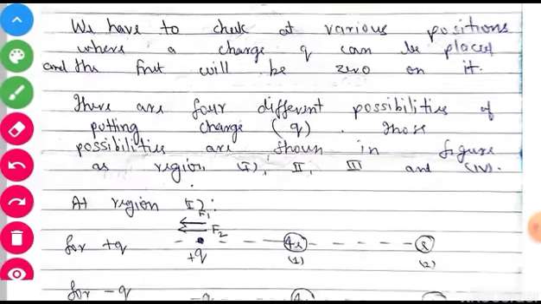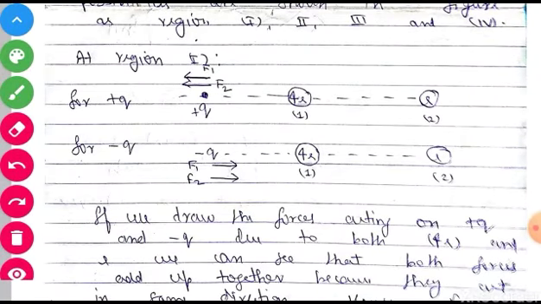at region 1. In any region we can place two types of charges, either positive or negative, because the question does not say what the nature of the charge is. We also have to find out the nature of the charge. So we take both possibilities: one time a positive charge, another time a negative charge. This is region 1 and I have put a positive charge here. This is for positive q and this is for minus q.